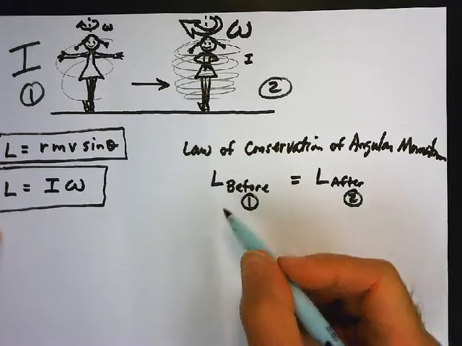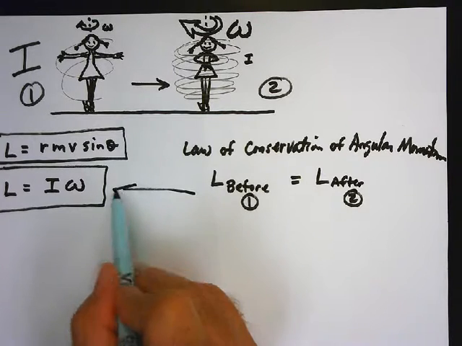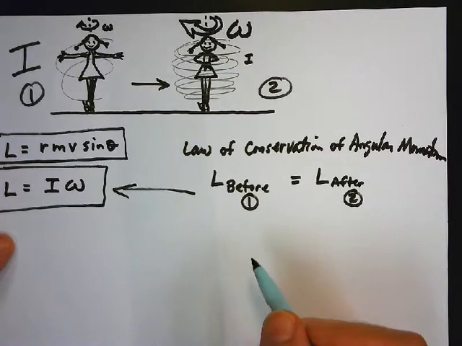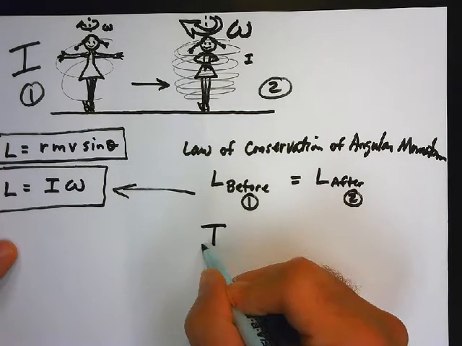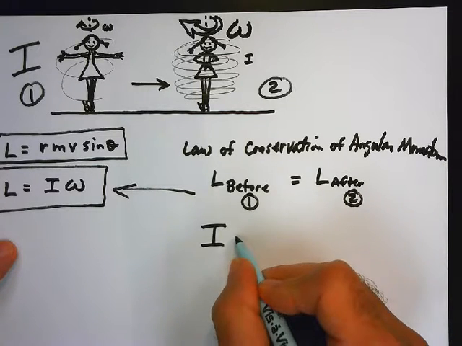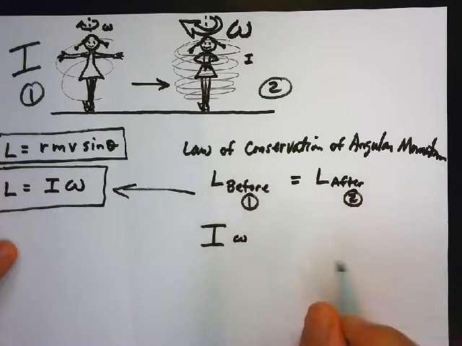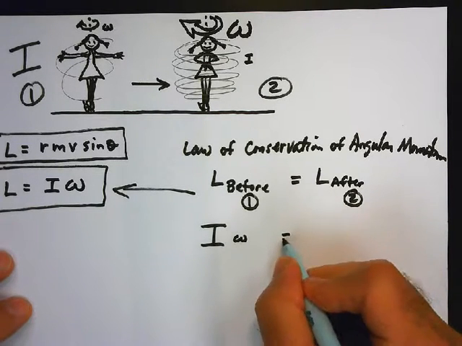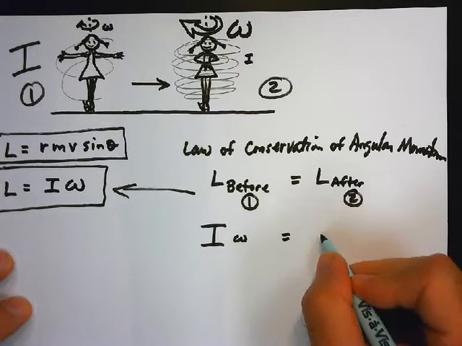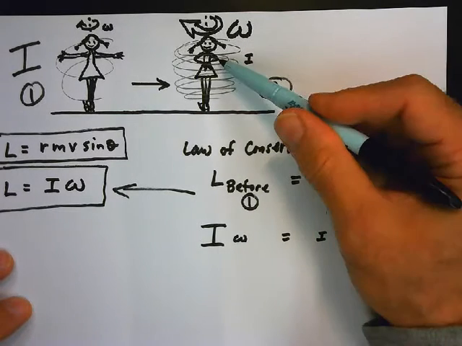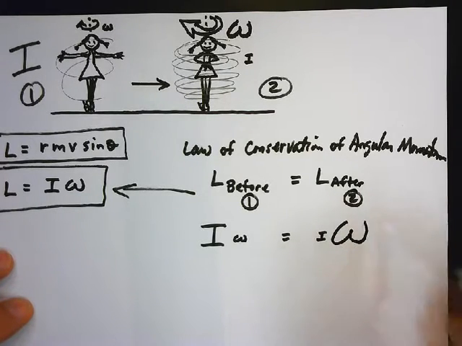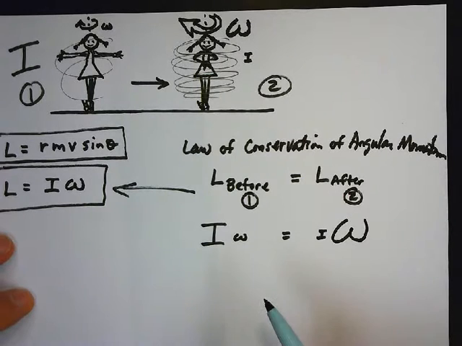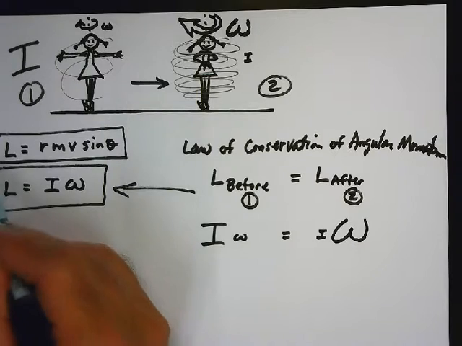Okay? Remember, we're going to use this form of the angular momentum equation. So in this case here, we have a large moment of inertia times a small angular speed. That's going to be equal to a small moment of inertia when she brings her arms in, and the resulting angular speed will be very large. Okay, so conceptually, you can see how these two equations work.